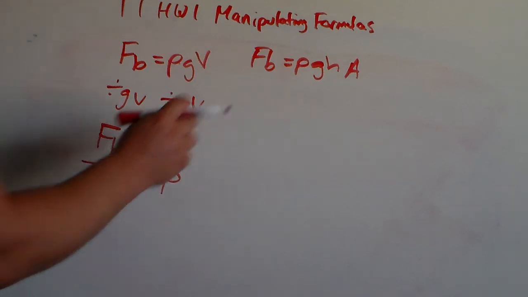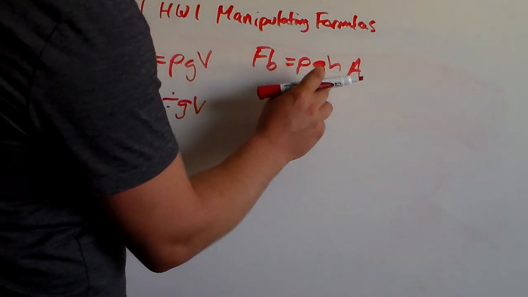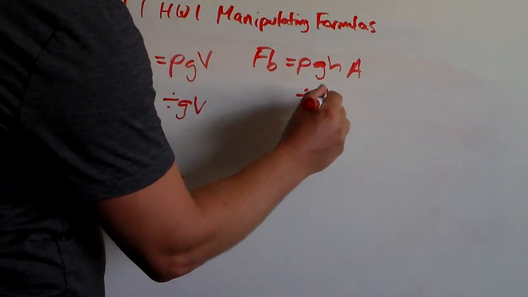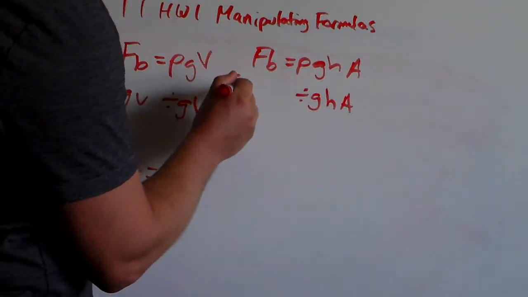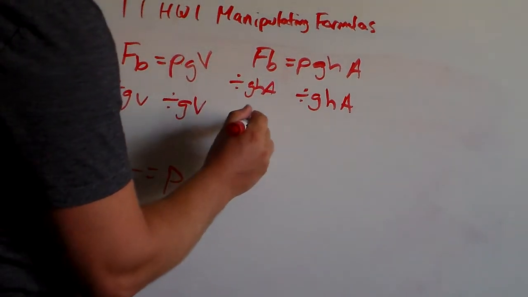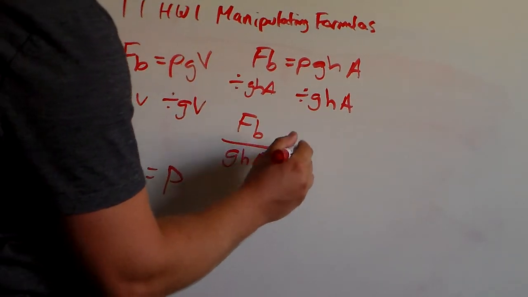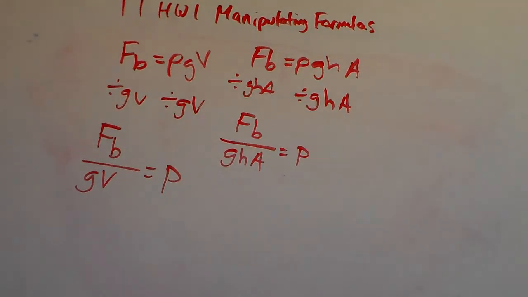Let's look at the other one here. We have FB equals PG H times A. Well, we have to get P all by itself, so we have to divide by G, H, and A to both sides. So you have FB divided by GHA. That gets us P. So we have two equations here where P equals two different things. On the left, we have P equals FB divided by GV, and on the right, FB divided by GHA.